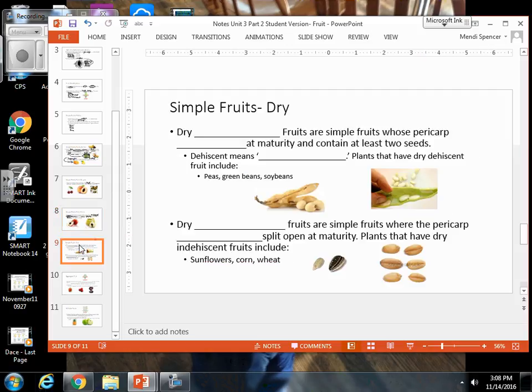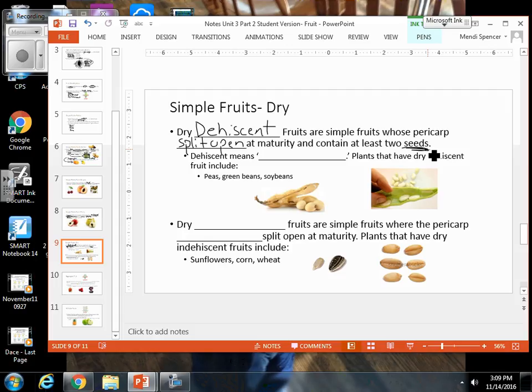Now let's look at our simple fruits that are dry at maturity. So our first type is our dry, dehiscent fruits. So when we are looking at a dehiscent fruit, their pericarp is going to split open at maturity. So when those seeds are mature inside of that ovary is completely finished forming, it is actually going to be dry, and it will break apart, and that will release the seeds that are inside of the ovary.